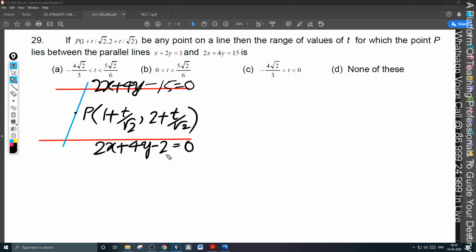Now, see, if you see this line, the point P goes out if it is below this. This point P goes out if this is above this. So what is to be done? If you substitute P in this one, it should be greater than 0. If you substitute P in this one, it should be less than 0 to lie inside. So let us check it out.